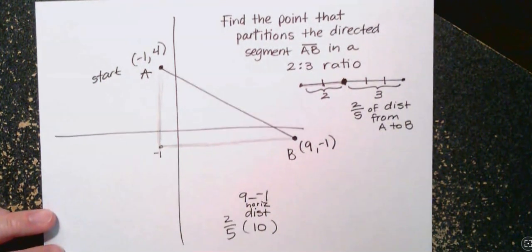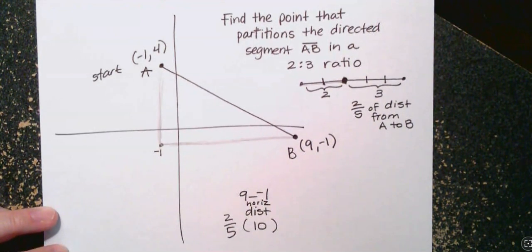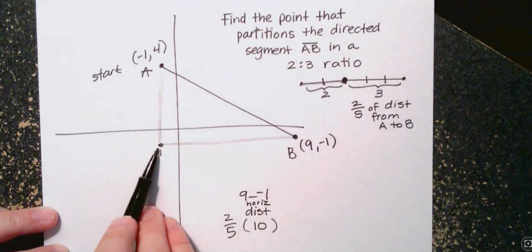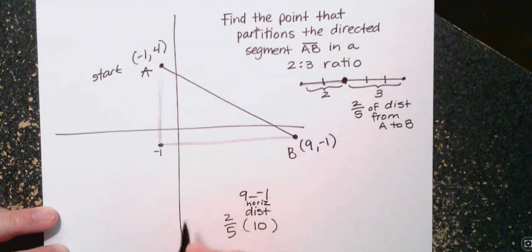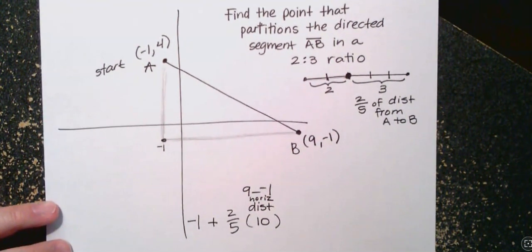2/5 of means times 2/5. Or I'm going to take 2 parts out of 5. And I'm going to start at -1 and go from there. So when you're starting at -1 and going to the right, I'm going to go -1 plus 2/5 of that distance. That's basically what I'm doing here.